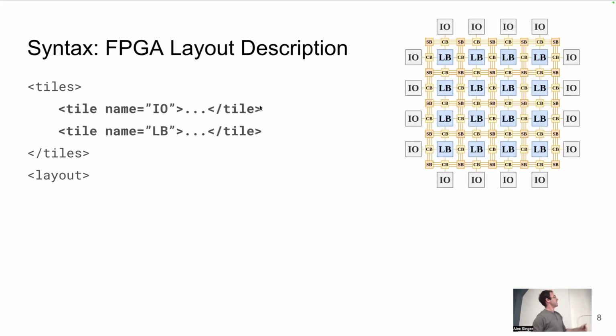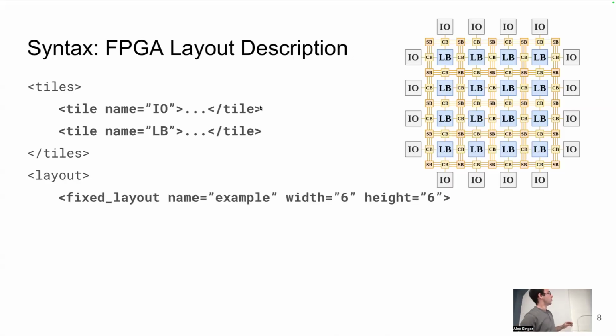Next, I need the layout tag. I've told VPR that a tile named IO could exist, and a tile named LB could exist. And now I need to decide where on the chip those will show up. So for this example, I'm going to use a fixed layout, not an auto layout. I'm going to name it example because in VPR, you can actually have many fixed layouts.